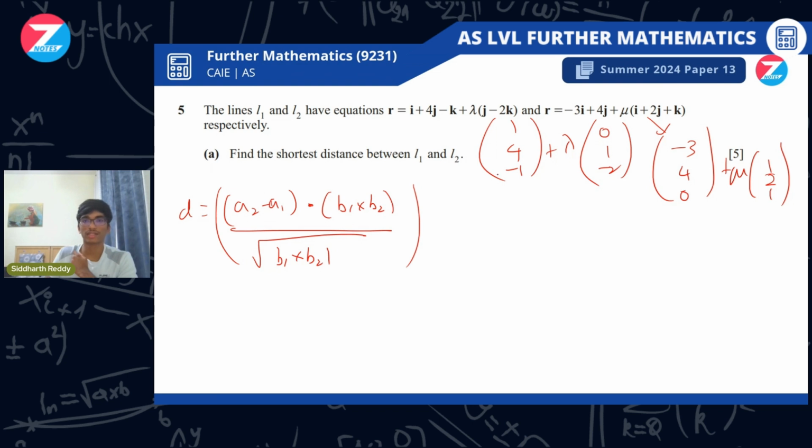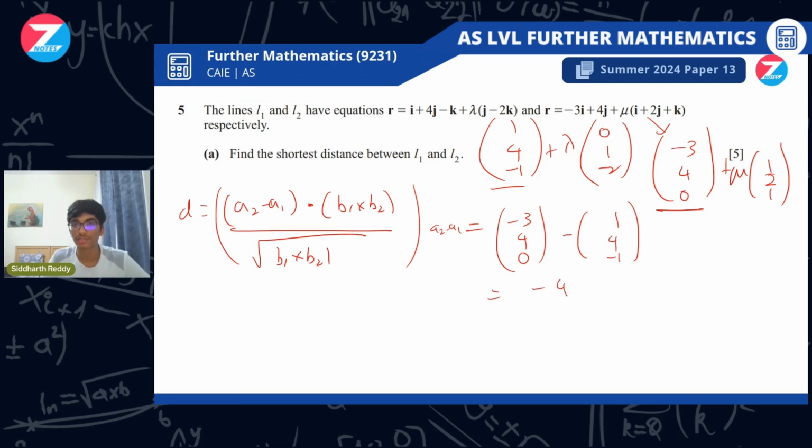So what's A2 minus A1? A2 and A1 are the fixed components. So A2 minus A1 is equal to minus 3, 4, 0, minus 1, 4, minus 1. So this becomes minus 4, 0, 0, minus 1 is just 1.